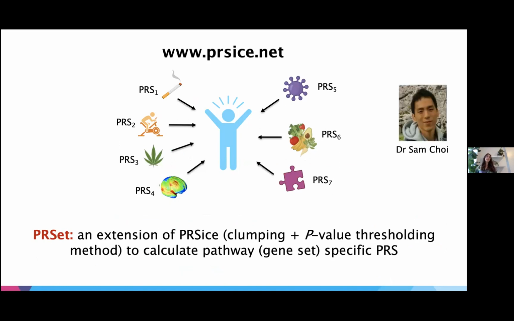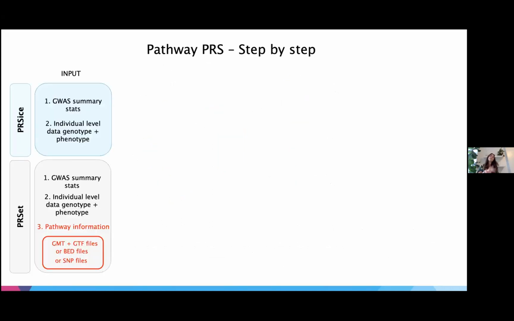So PRSet is the software that we have developed to calculate these pathway-specific polygenic scores. It was mainly developed by my colleague Sam, who is now working at Regeneron, and is an extension of PRSice, which is a clumping and p-value thresholding method. So I like to present this slide because it gives a comparison of PRSice, which is the genome-wide method for clumping and thresholding that we usually use, and PRSet.